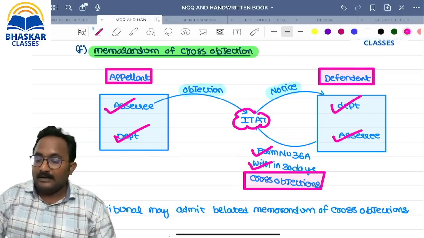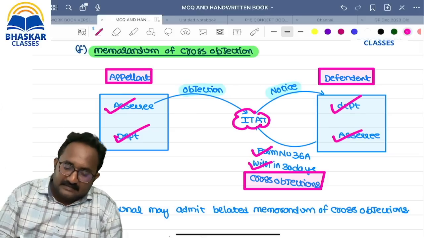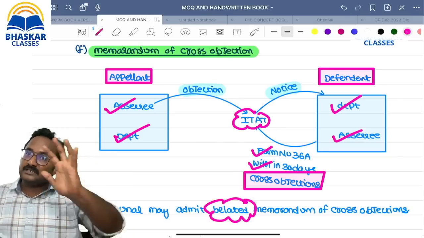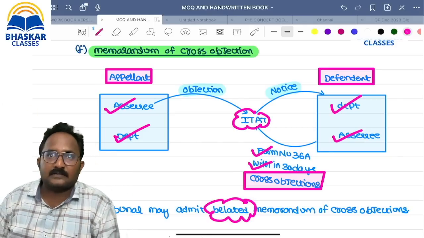Clear? But what is the time limit? 30 days. But in certain cases, the tribunal can accept a belated memorandum of cross objections also. Even after 30 days, you can file the cross objections. Are you clear?